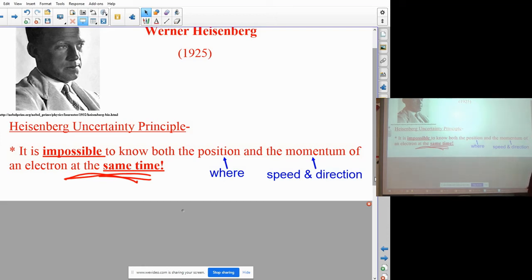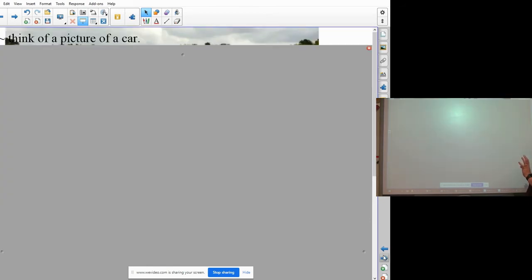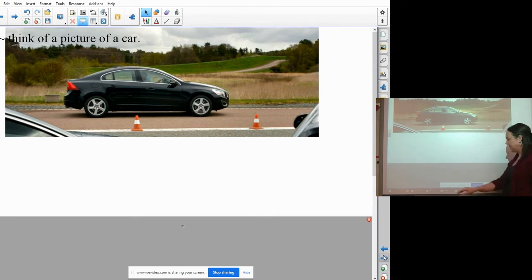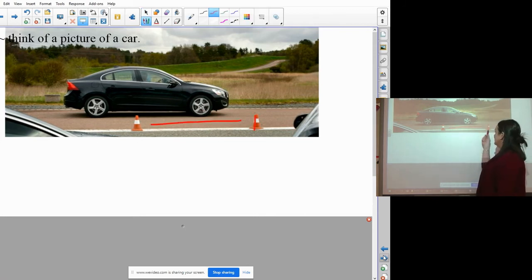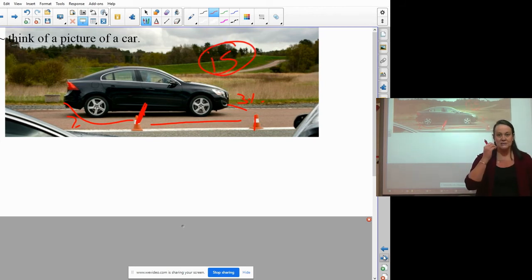Okay, so think of a picture of a car. Can we know position? Because these electrons are so tiny and go so fast, all we have is the idea of taking a picture of it. If you think of a picture of a car, let's say these are 10 feet apart, so you know that this is about 3 feet away from that, and maybe about 7 feet away from here, and then you can tell about how far down it is. You know exactly where the car is.